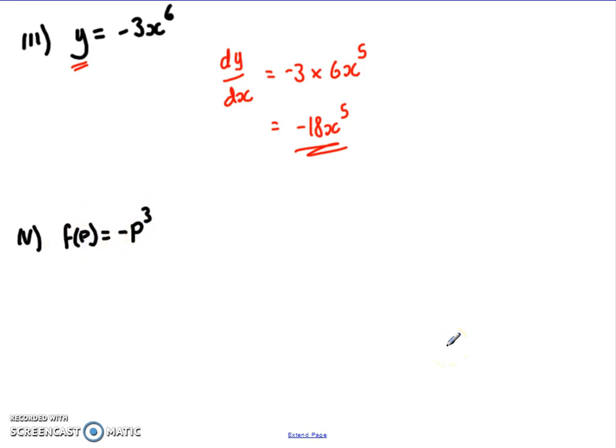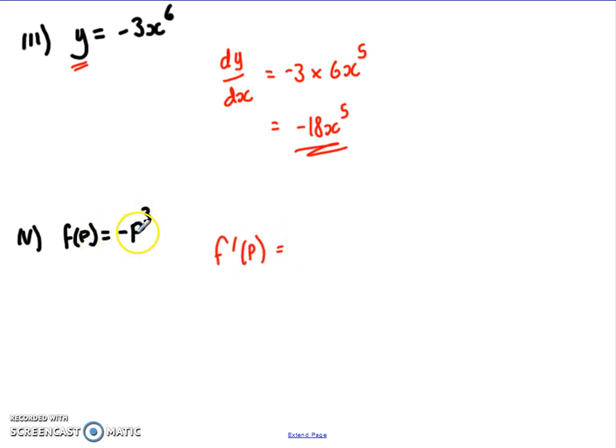Fourth and final example was f of p equals negative p to the power of 3. Now think back to the original question. It said take the derivative with respect to the given variable. Well, in this case, all I've done that's different is instead of x, I've put p. It's not going to change any of the steps we do. We look at this first, put our coefficients down, do the exact same steps. And again, the only thing that changes from the f dashed of x in the previous examples is in this one, it becomes f dashed of p rather than f dashed of x.